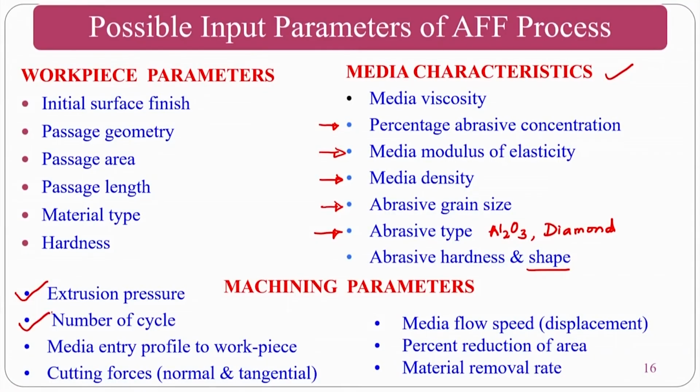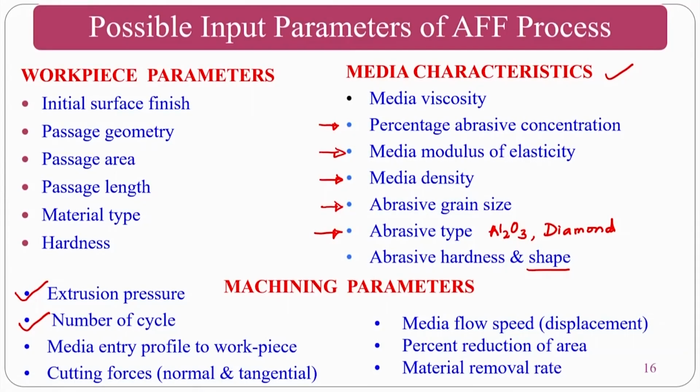Number of cycles: you require to optimize the number of cycles for each and every material with respect to the input conditions, like initial surface roughness, type of workpiece material, type of abrasive material, and other input parameters you have to fix. Then extrusion pressure and all those things you have to fix. Then you have to optimize the number of cycles. For each and every material combination, the number of cycles will be different.